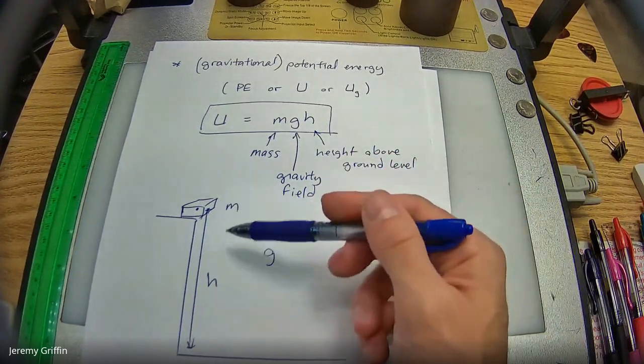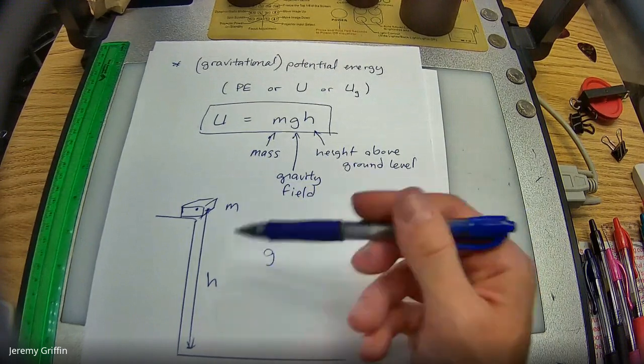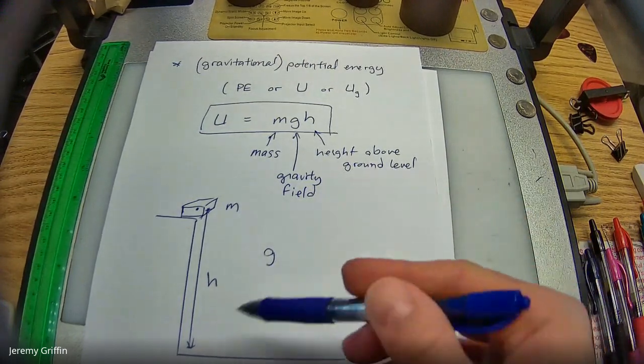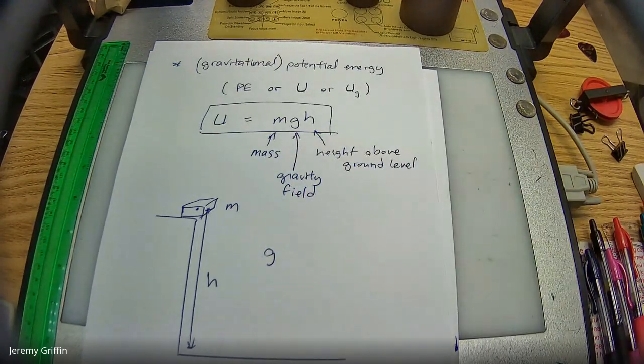Well, it had something to do with the fact that it was a mass in some gravity field at some height above some point. You could quantify it that way. That's the amount of work that it would take to lift it to that height in the first place. So that's the amount of energy associated with that.